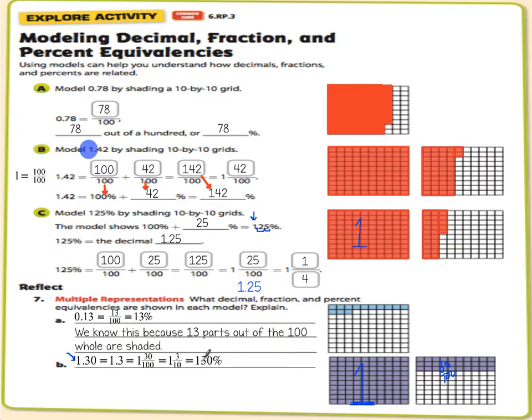And then as a percent, this would be 130%. Because again, if I move my decimal, because I'm at a decimal, so I'm changing it to a percent, I would move it 2 places to the right, and I would get 130%. How do I know this for sure? I know this because one whole grid is shaded, and 30 out of 100 are shaded in the second grid.